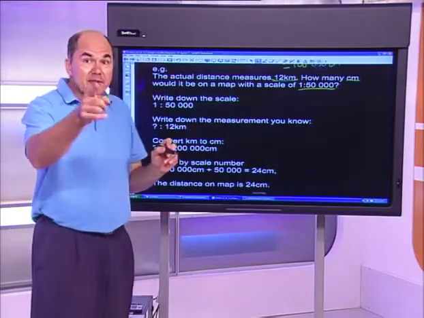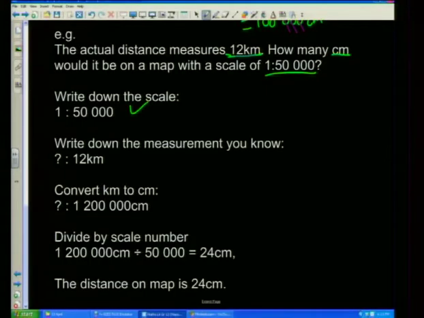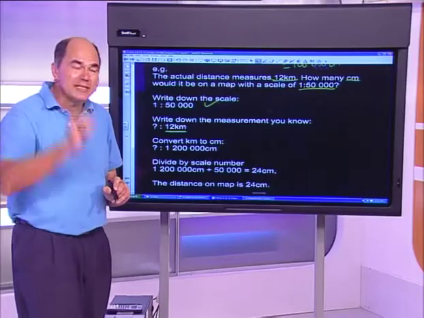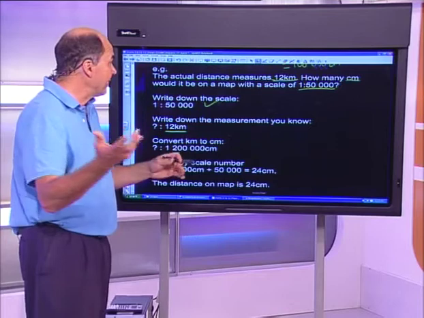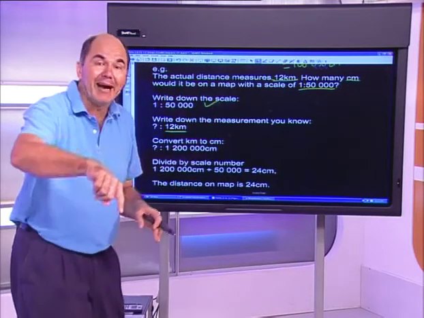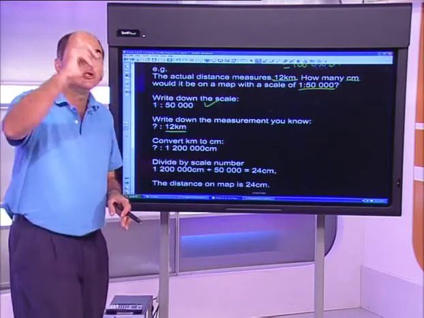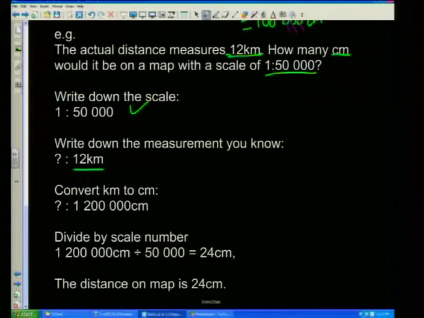Well, do the same steps. Write down the scale first, 1 to 50,000. Then put down the given information. We know we've got 12 kilometers, and we now need to convert that to centimeters. We've done that calculation previously. Instead of dividing by 100,000, now we're going to multiply by 100,000. That means we're going to get 5 zeros in there. See? 1, 2, 3, 4, 5. So I've converted it to centimeters.